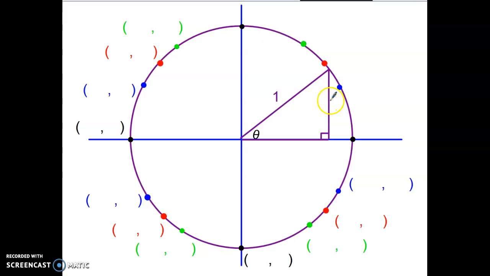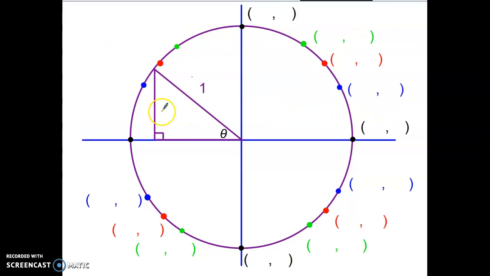Now, tangent is opposite over adjacent. Well, this side was positive and this side was positive. So therefore, both of them are positive. What I want you to write in this quadrant is that all of them are positive, and underline that A. We're going to come back to that in a minute. But in the first quadrant, all of them are positive, and you'll write that outside of your parentheses. I had to erase the parentheses because I don't have enough space.